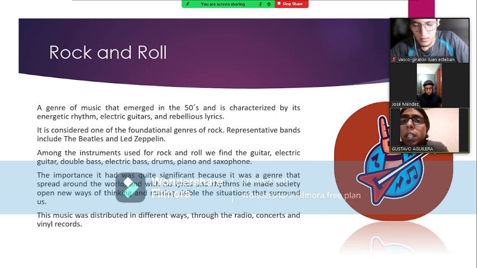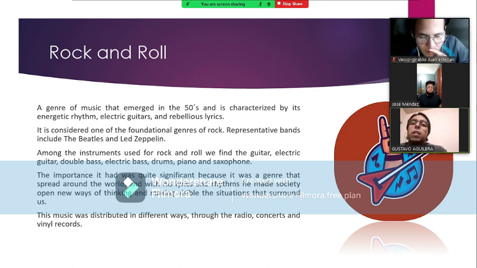It opened new ways of thinking and made visible the situations that surround us. And this music was distributed in different ways, for example, the radio, concerts, and vinyl records. Today, it is on apps, for example, Spotify, etc.